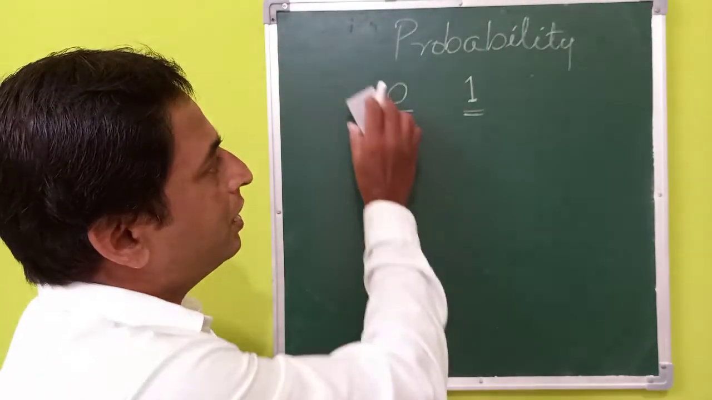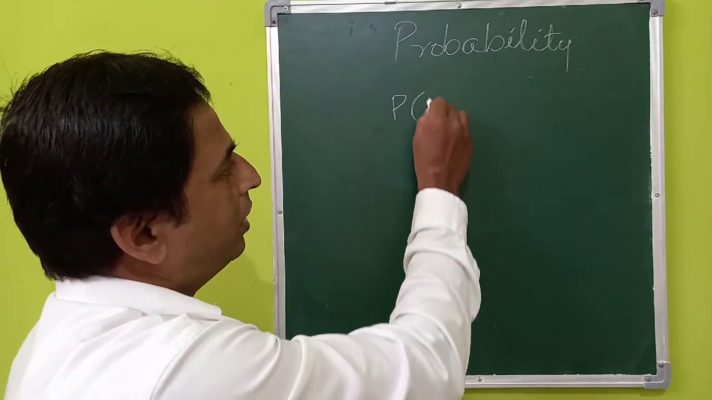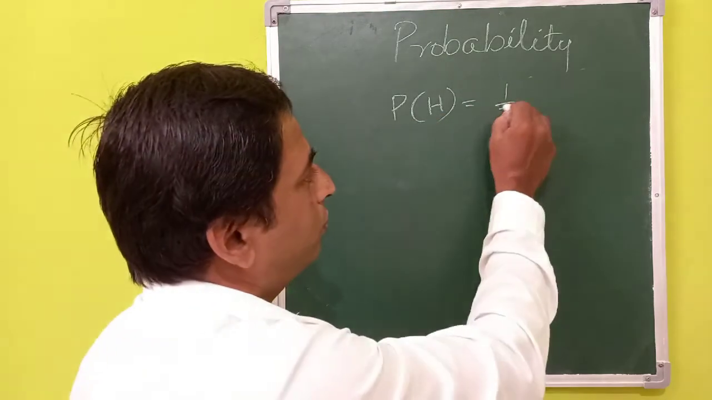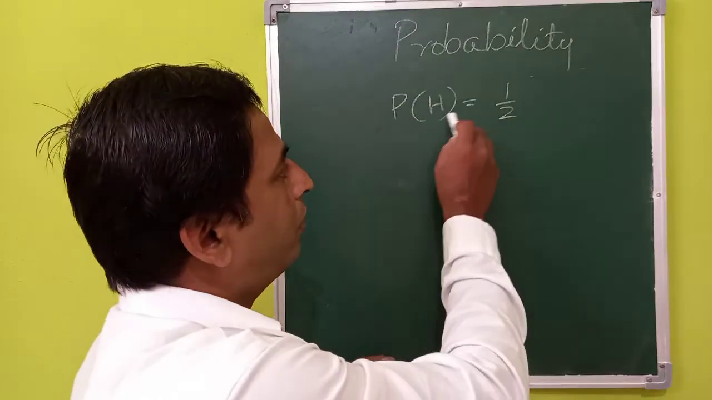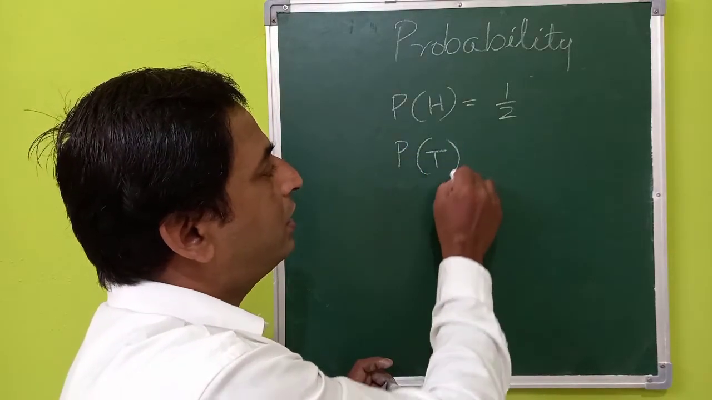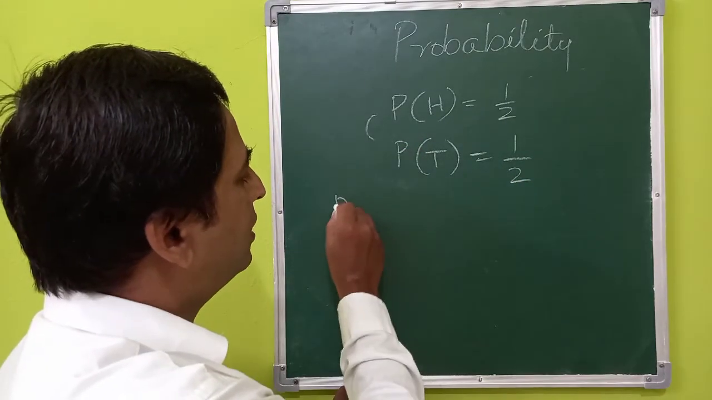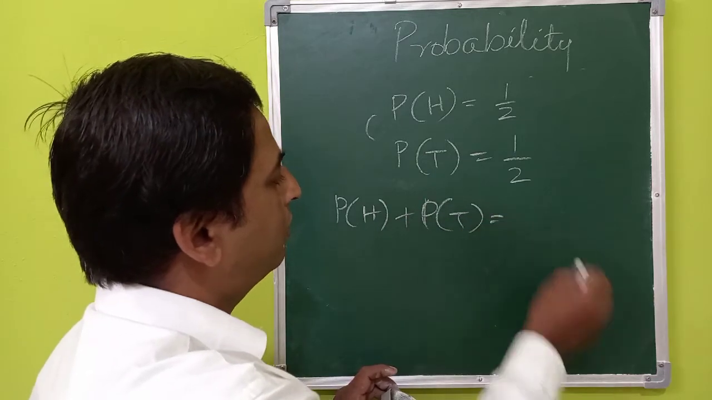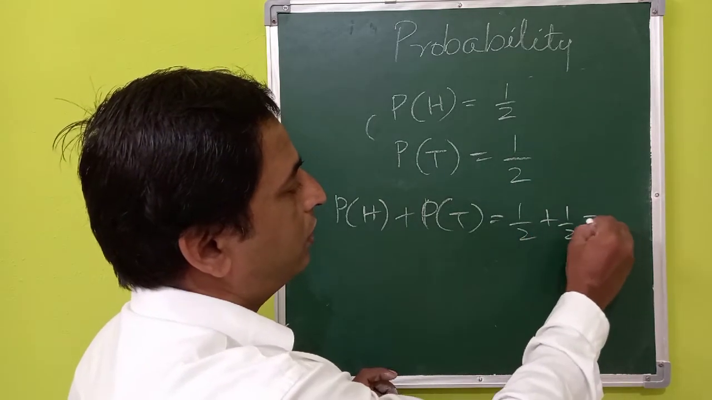Then what is a complementary event? Let us suppose we are tossing a coin. The probability of getting a head is 1 by 2, because there is one head and the total possible outcomes is 2. So the probability of getting a head is 1 by 2 and the probability of getting a tail is also 1 by 2. What will happen if we add these? P of H plus P of T, the probability of getting a tail, is 1 by 2 plus 1 by 2, which is equal to 1.